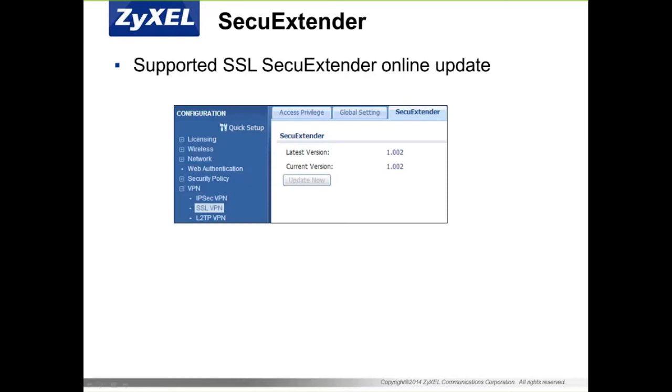Alternately, you can go to the Configuration, VPN, SSL VPN menu, Secure Extender tab to check the version of the Secure Extender manually. If you want to upgrade it, you can click on the Update Now button to upgrade to the new version immediately. When an SSL VPN user logs into the SSL VPN, the Secure Extender version will be updated automatically. Note that this function only applies with Windows PC versions of Secure Extender and not the Mac client discussed in the next section.